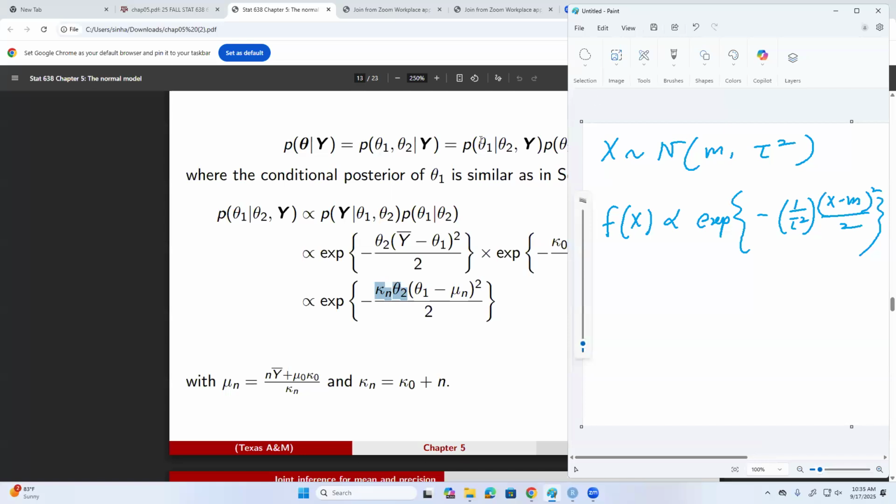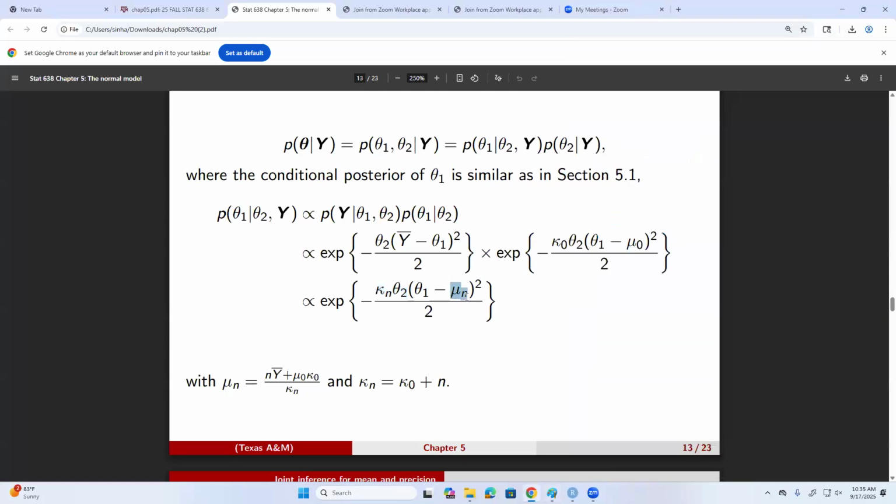Now, what is mu sub n? Mu sub n is the updated mean of this parameter theta 1 that absorbs information from the prior distribution as well as from the data. It is n times y bar plus mu 0 kappa 0, over kappa n, and kappa n is equal to kappa 0 plus n. Questions?